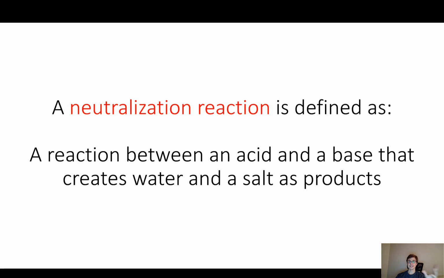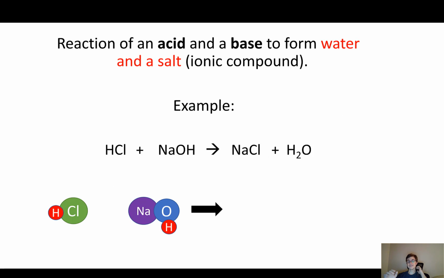So we're now at the definition of a neutralization reaction. A neutralization reaction is defined as the reaction between an acid and a base that creates water and a salt as products. And a salt is just an ionic compound. Basically, the salt is what you get with all the chemicals that aren't hydrogens. This is what I mean.